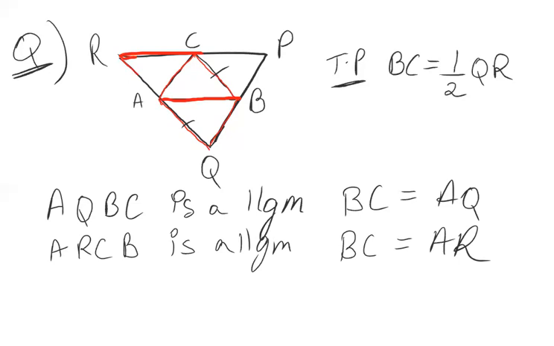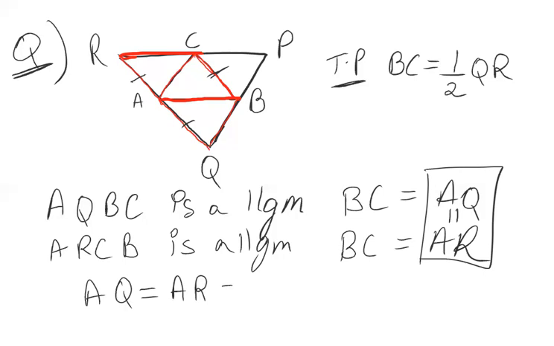Okay, that's ARCB, and BC is also equal to AR since they are opposite to each other. And therefore, if BC is equal to AQ, so these two are also equal, right? Now, since we got that, now watch this carefully. AQ is equal to AR, which is also equal to half of QR. Isn't that right?